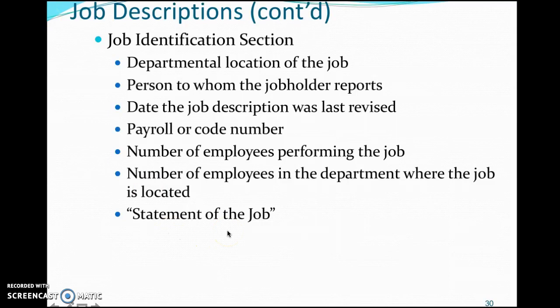So for example, if I'm the only admin assistant in a department, that might be a different kind of scenario to if I was one of 5. The number of employees in the entire department, again, may speak to what I'm doing and may be of relevance. And then I should have a statement of the job. So what do I mean by statement of the job? I should have a couple of lines that just summarize exactly what the job is about. So this is the second important section, the job identification section. As much of this as relevant or as possible should be included here.